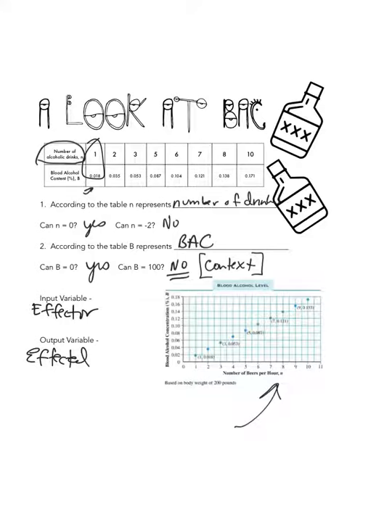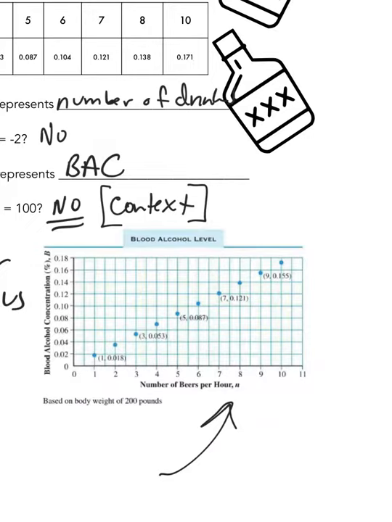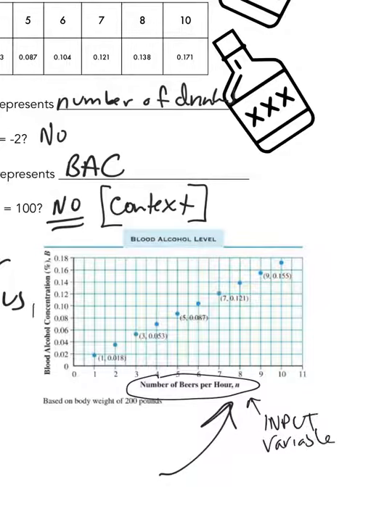We would say the number of alcoholic drinks is the input because that's the effector. So in this case, we're going to say number of drinks is the input variable, and the BAC is the output variable. It's really easy to tell what the input and output variable is if you're looking at a graph, because when you're graphing something, you always put the input variable on the x-axis and the output variable on the y-axis. So that's a thing.